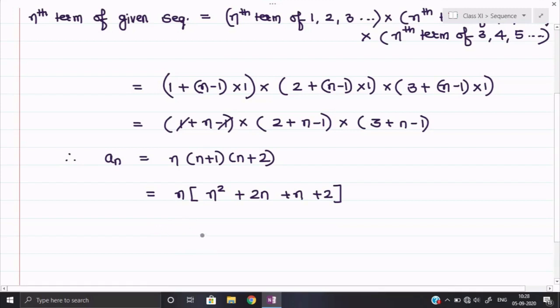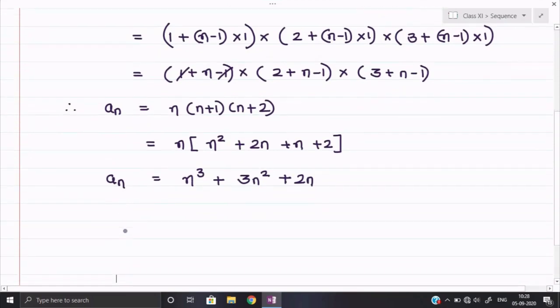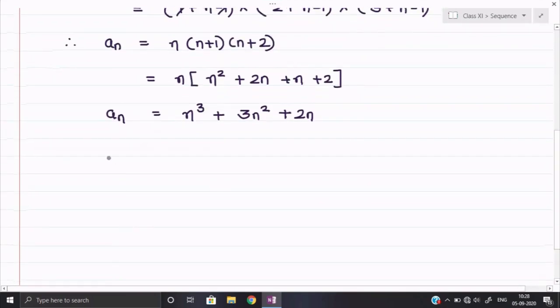It will become n cube. This will be n cube plus 3n square. Okay, because 2n and n will become 3n and n is going to multiply. And then last 2 and n we shall multiply. This will become 2n. Now we can mention here taking sum on both sides.